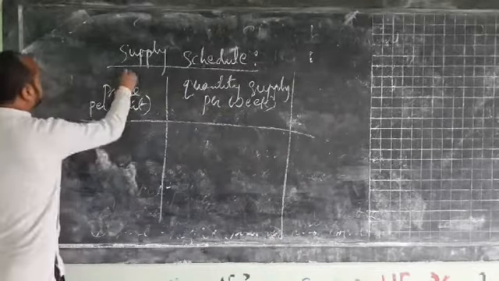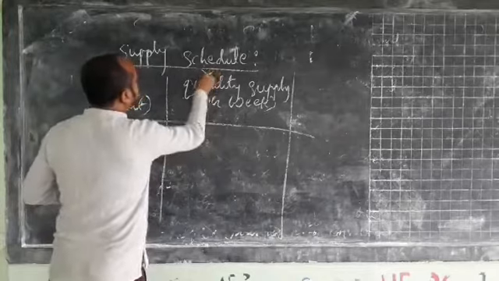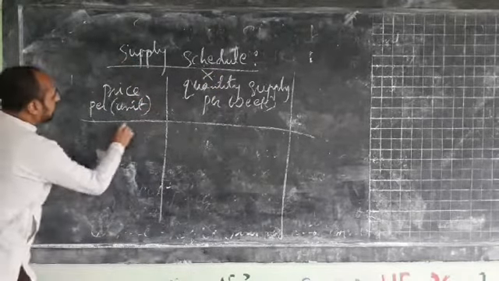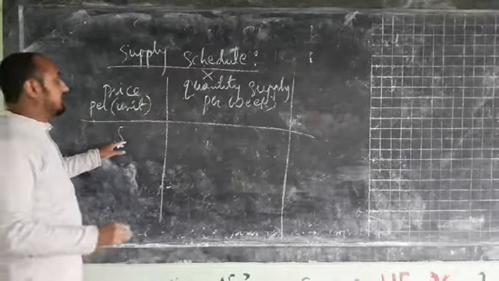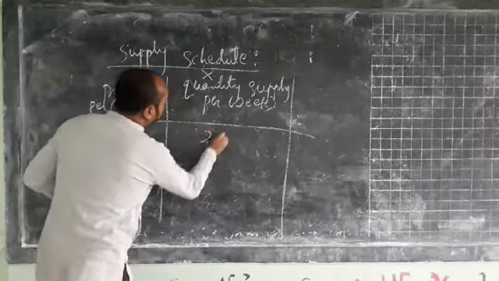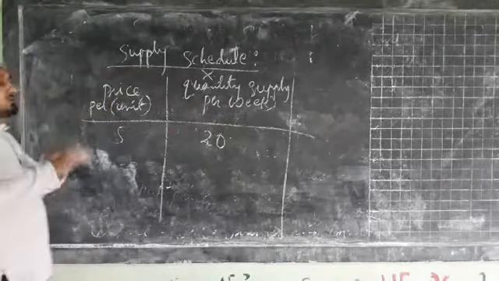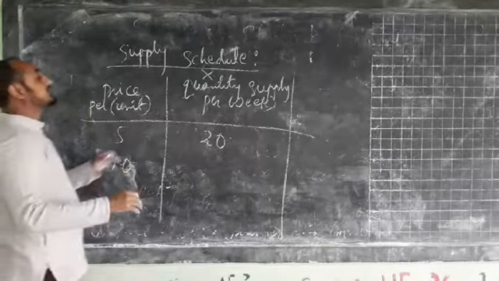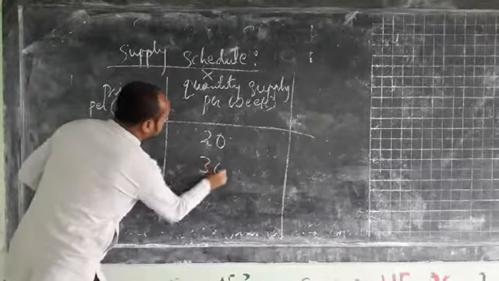The commodity may be X. Suppose the commodity is X. Now when the price of this commodity X is 5 rupees per unit, at that time, suppose the quantity supplied in the market is 20 units. Now when the price of the commodity increases from 5 to 10, the quantity supplied may increase from 20 to 30 units.